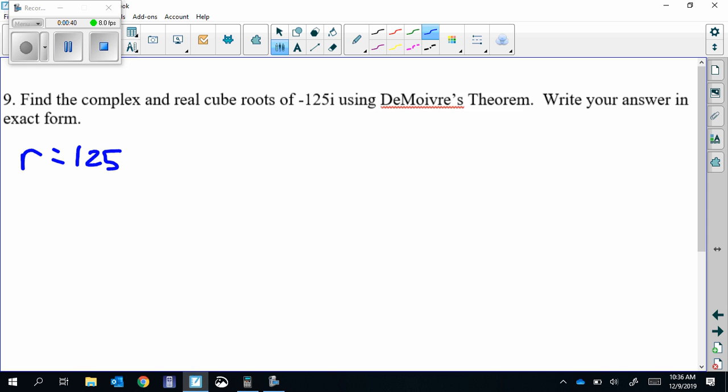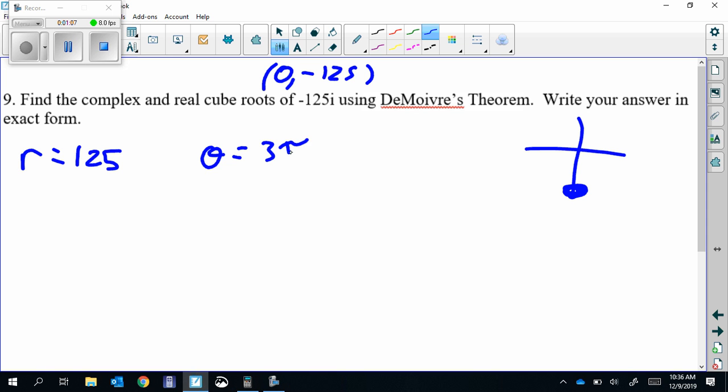Now to get the angle, you got to think about how you would graph this. The real number part is 0, so that's like the x part. This would be 0 minus 125. You'd graph it like 0, comma, negative 125. So that's straight down. We're going straight down 125 units. What's the angle to get straight down? That would be 3 pi over 2. And we're finding the cube roots, which means n equals 3.